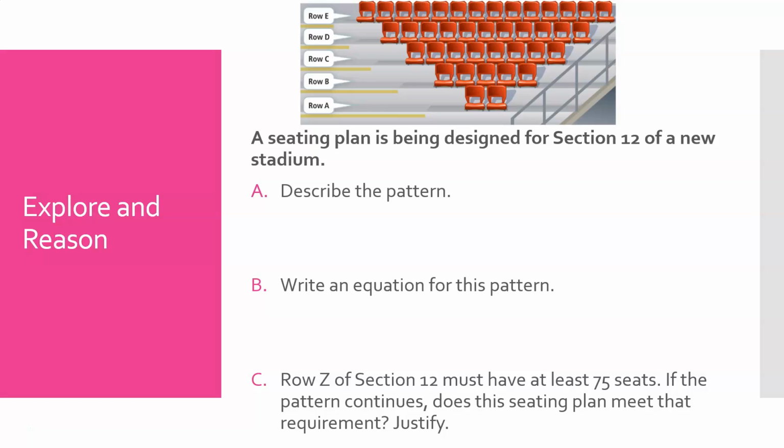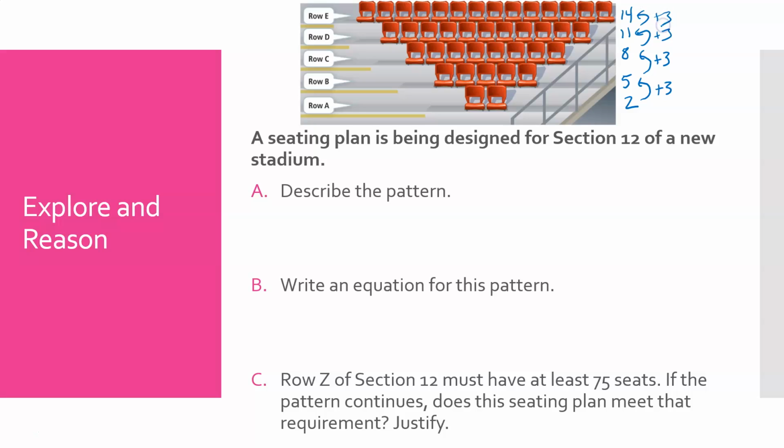Here it says a stadium seating plan is designed for section 12 of a new stadium. The picture is above, and it wants you to describe the pattern. Take a second and look at how those seats change row by row. Hopefully you're able to see that the first row, row A, had 2 seats, and the next row had 5, then 8, 11, and 14. As we look at this pattern, every time we go up a row, we are adding 3 more seats.